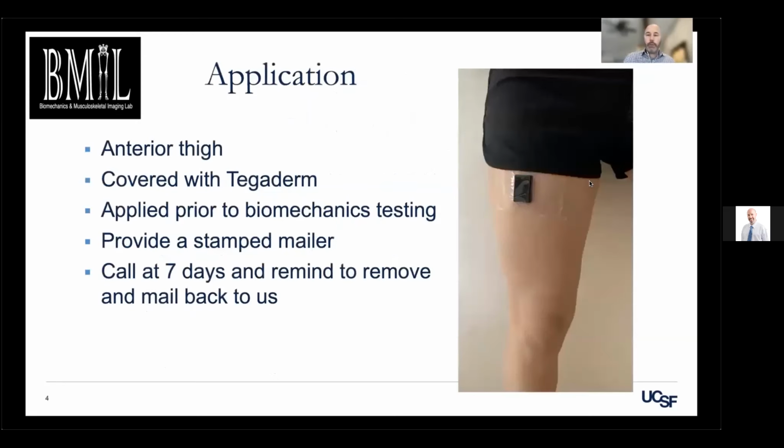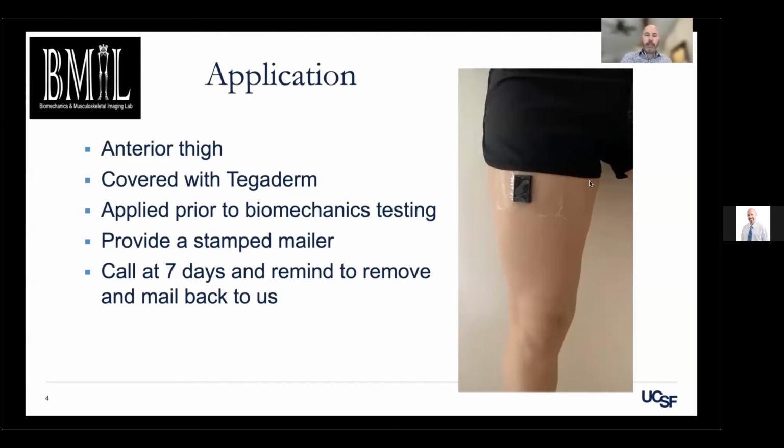The way we use it in my research is we apply the AX6 to the anterior thigh and we cover it with Tegaderm. The sensor itself is water resistant up to 1.5 meters depth of water, but the Tegaderm is a nice additional layer of water protection when people are taking a shower, so it's not going to get wet at all. It also almost hides it from them.